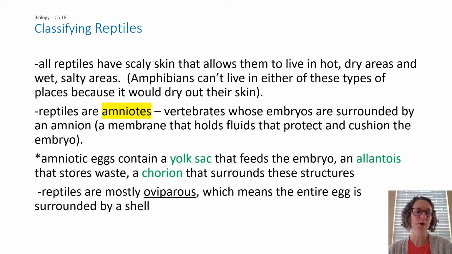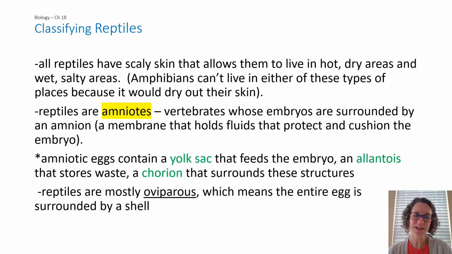All right, so now reptiles are amniotes. So it's the first time we've talked about that word. And these are vertebrates whose embryos are surrounded by what is called an amnion. And that amnion is a membrane that holds fluids, that holds some other stuff we're going to talk about in a minute. But all of that stuff is there basically to protect and to cushion and nourish the embryos.